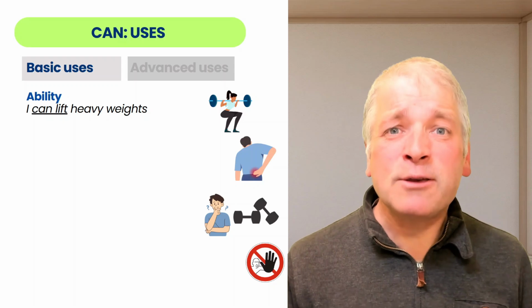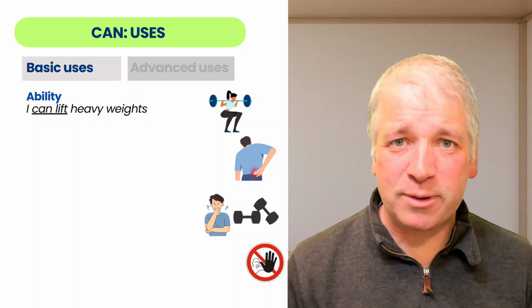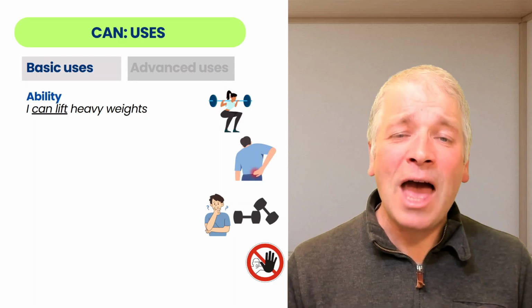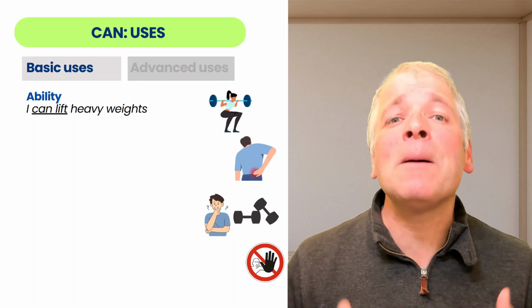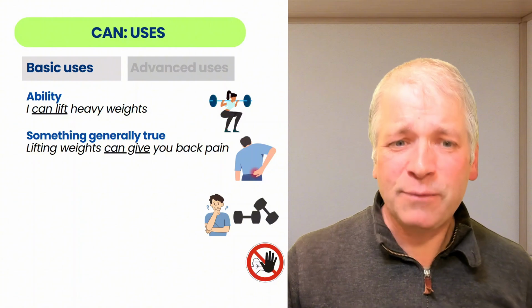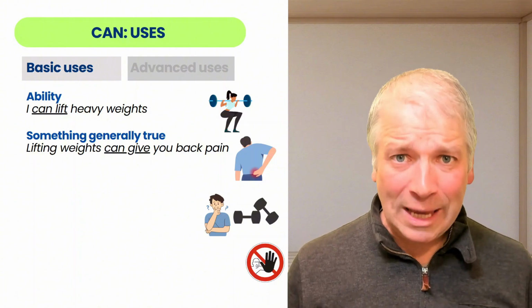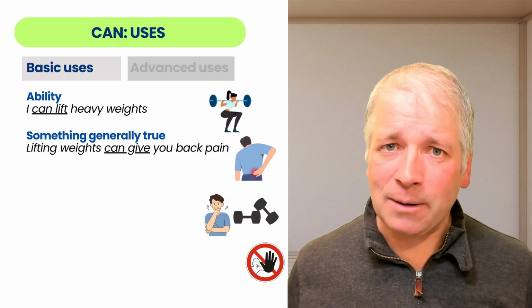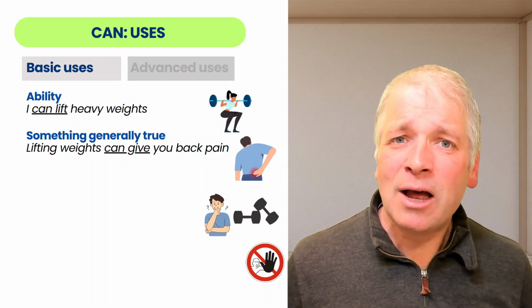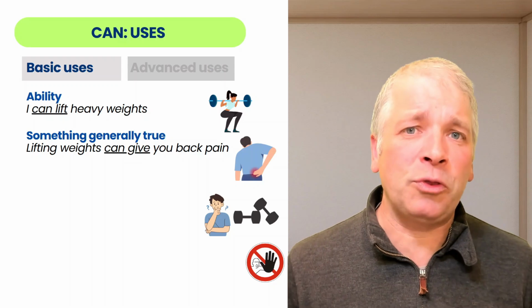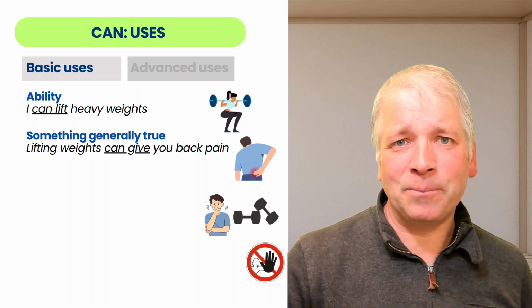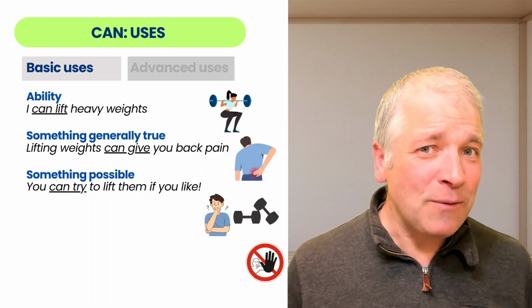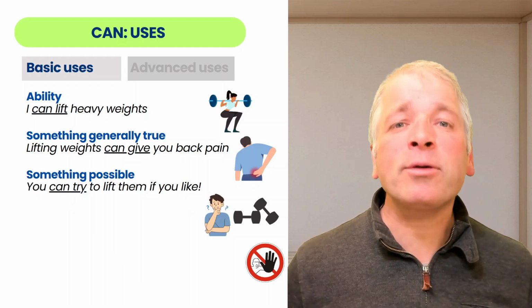So let's look at this use and some other basic uses. The most basic use is for ability. I can lift heavy weights means I have the ability to do this. If something is generally true, we can use can. Lifting weights can give you back pain. So can here indicates that there is a general truth. It is possible that this will happen. With possibility, you can try to lift them if you like. This means it's possible to do it.